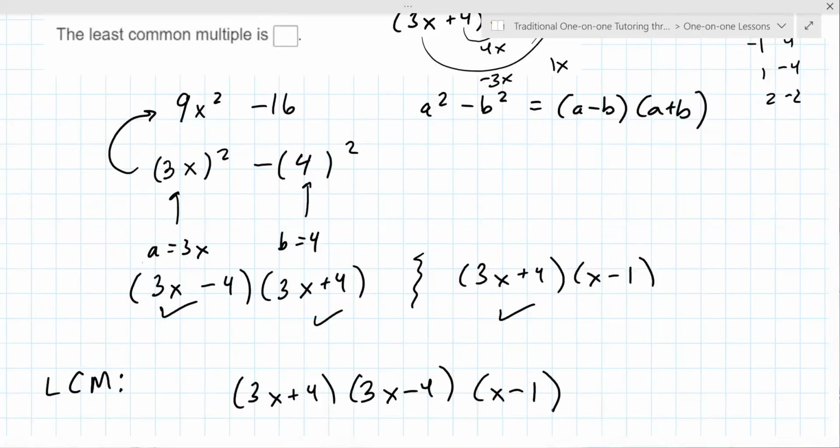So you factor to figure out what the factors are, and then you say, what does each one have? What is missing? What is missing?